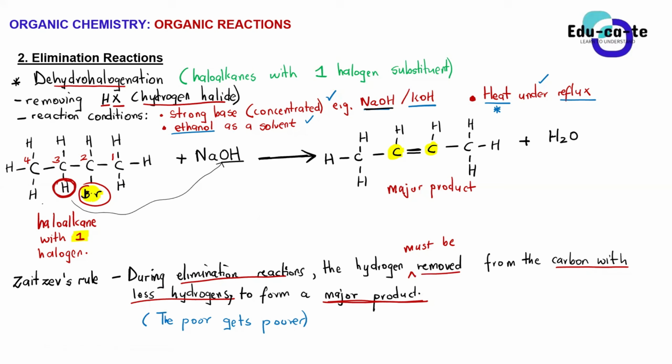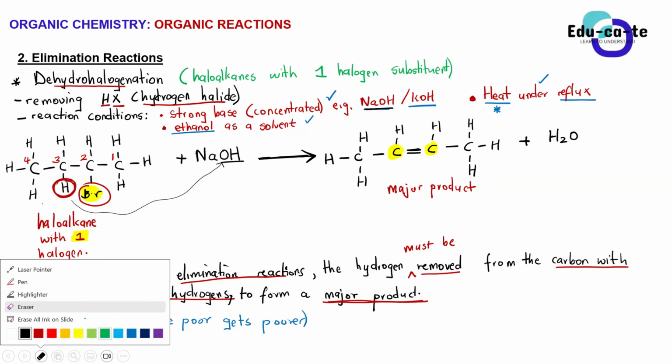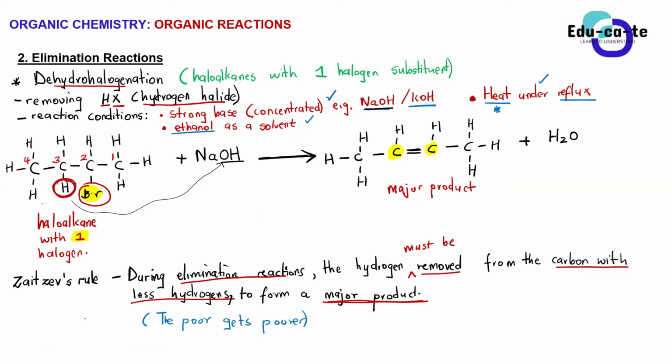And then now, you can see that we are also removing the Br. Remember, this is dehydrohalogenation. So dehydrohalogenation here simply means that we are also removing the halogen, which is the Br. So this Br will later go and attach to the Na. So it means that we are going to attach Na with Br. So another product that we are going to have there is NaBr.